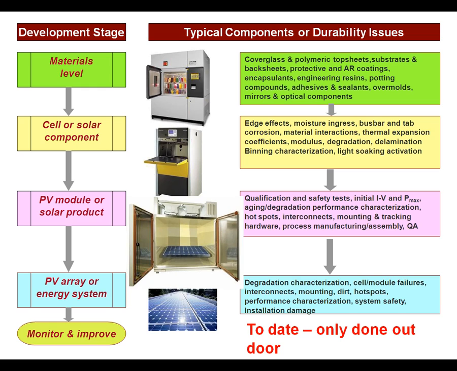Now, at the cell level, again, remember I said we're looking at design and process questions. We'll be looking at edge effects, moisture ingress issues, corrosion issues, asking whether you have any thermal expansion coefficient difference issues, looking at degradation and so forth. So the questions you're asking at this level are different from what you would ask earlier. And those kinds of tests are typically done in a weathering type of instrument that is shown here, something that can house a cell flat on a table, and where you can modify all of the parameters of the tests that you subject the materials to.